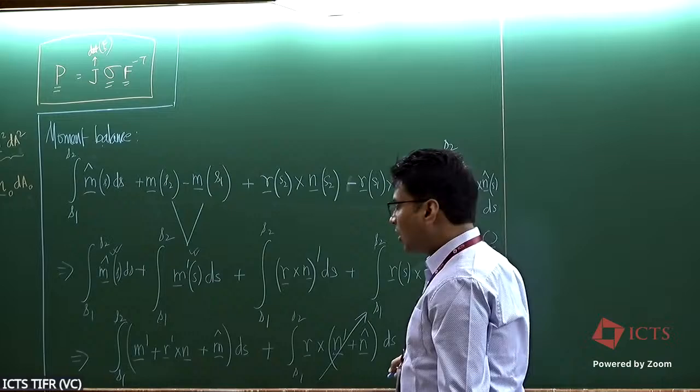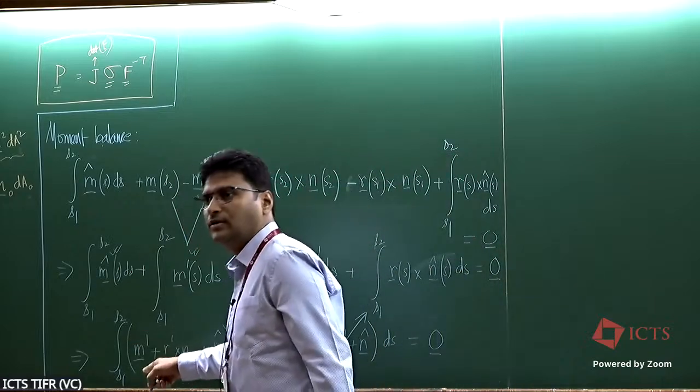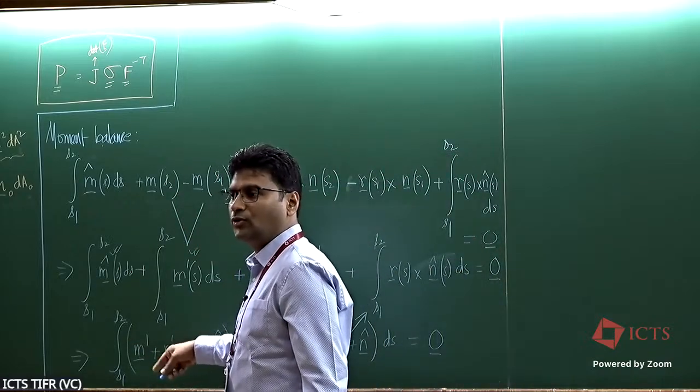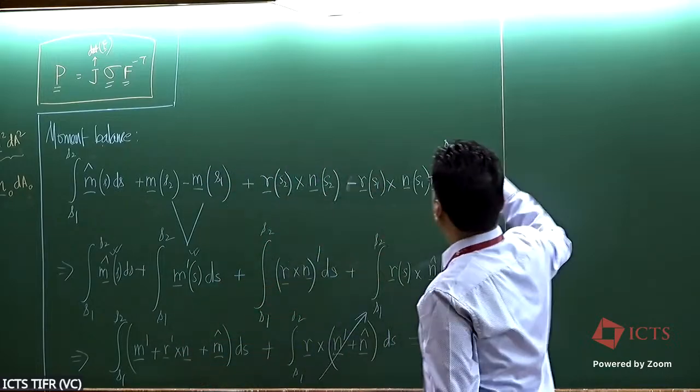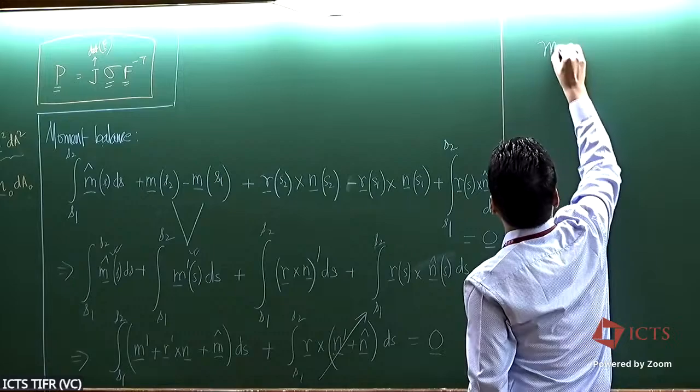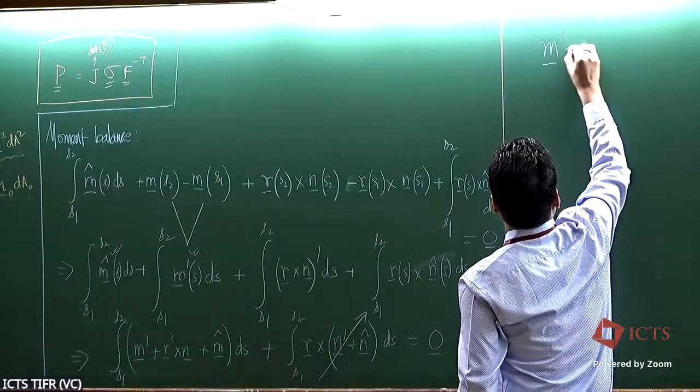And again, because this has to hold for any segment of the rod, due to the localization argument, the integrand must also vanish. And that gives you the second equation of the rod theory.